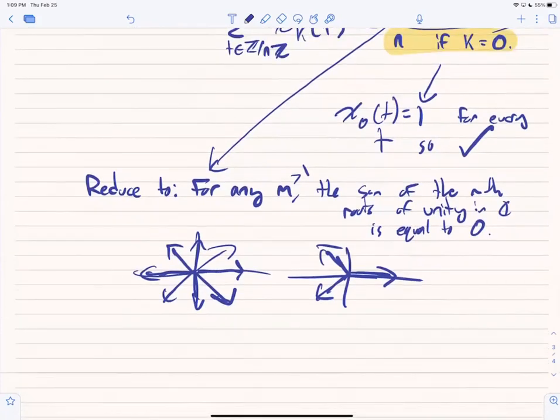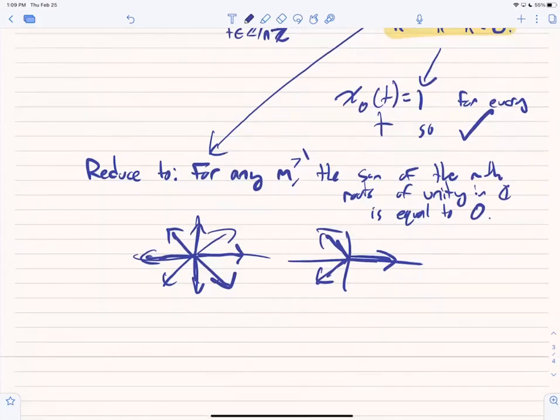So for any m, if I look at the product from k equal to 0 to m minus 1, I look at the polynomial x minus e to the 2 pi i k.